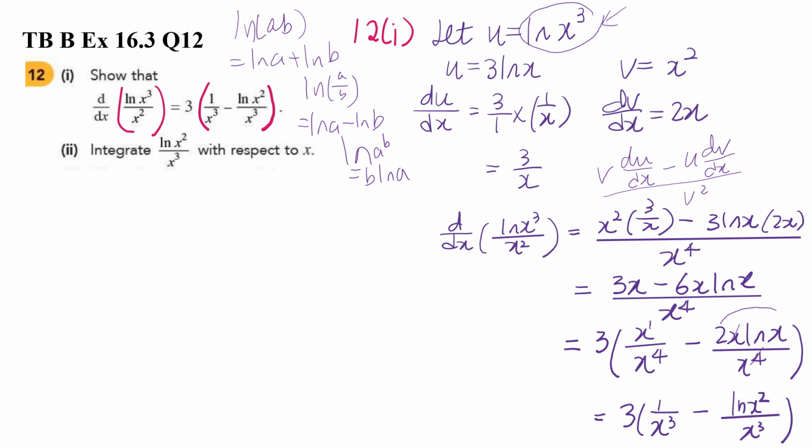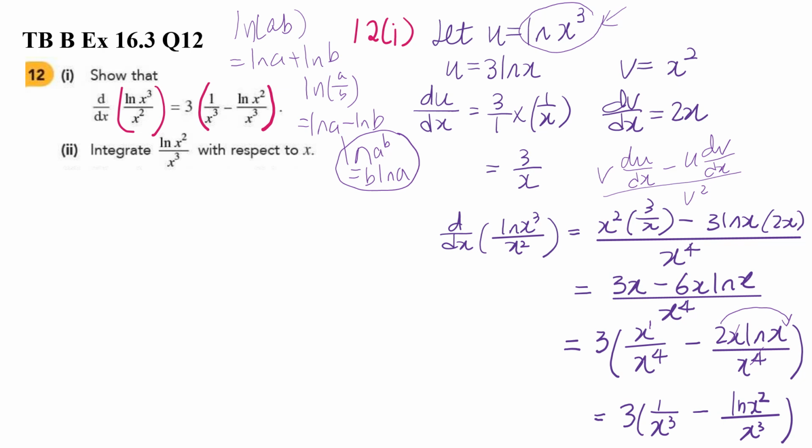And you can use back your power rule, not product rule, wrong, power rule, for your logarithmic function. Put the 2 up to your x squared, you get ln x squared. The power rule here is what we've mentioned just now. Okay, so we have just shown what we're supposed to show.